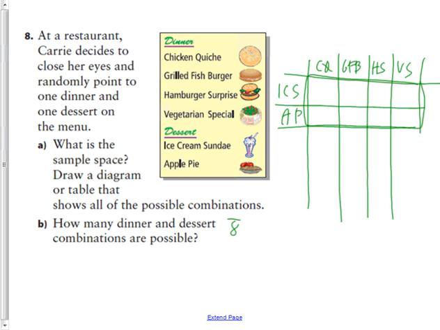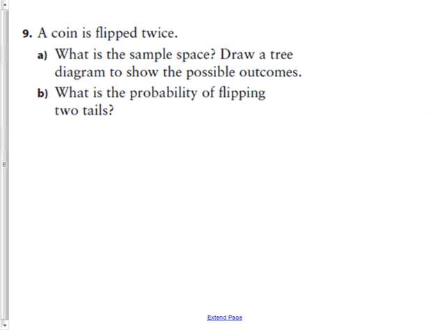I would not want the hamburger surprise, which I hope to God I don't get. I like both desserts, I don't care. Vegetarian special would be good too. Why do they have to have a surprise in the hamburger? Like, what is this, like a Band-Aid or something awful? Surprise! It's my left ring finger.